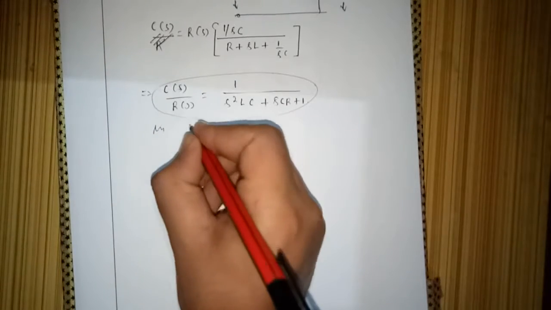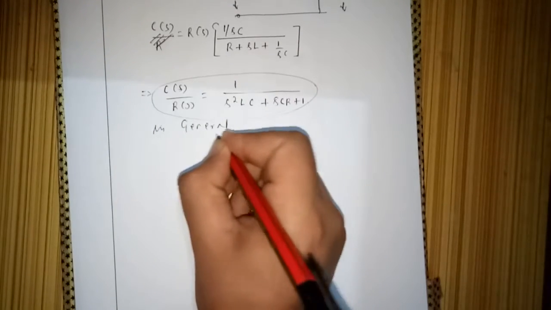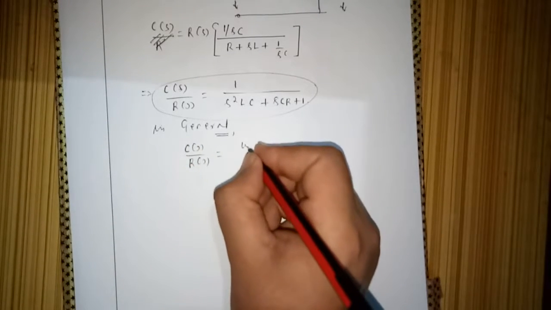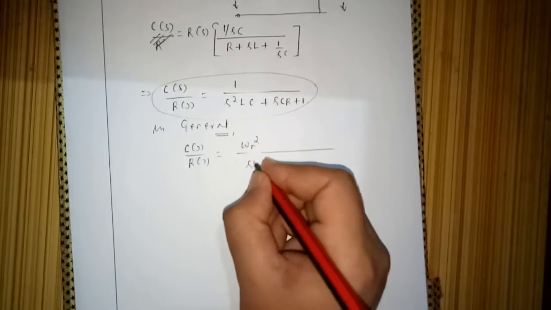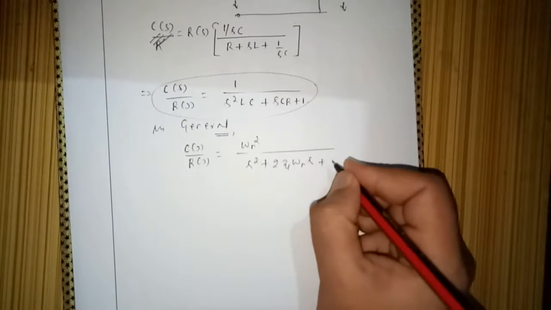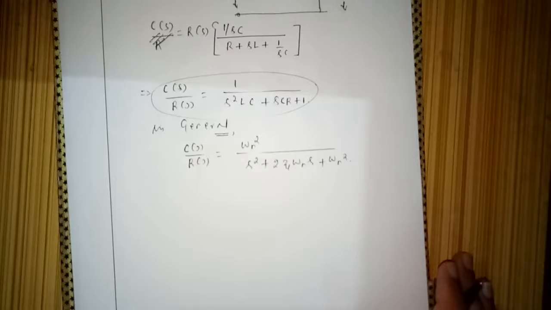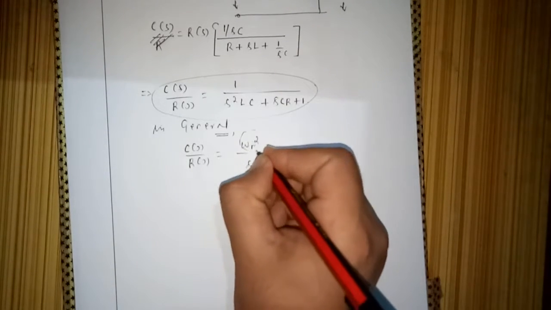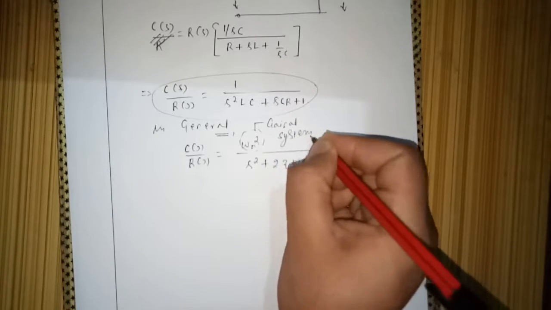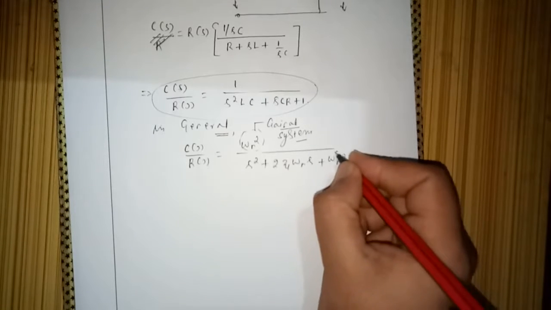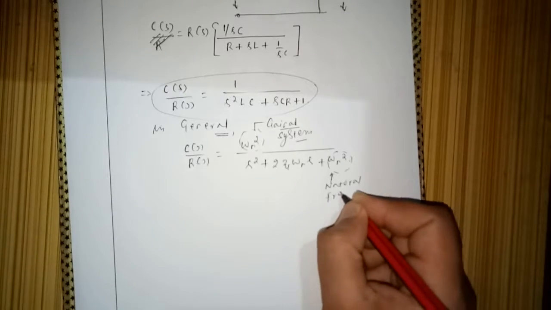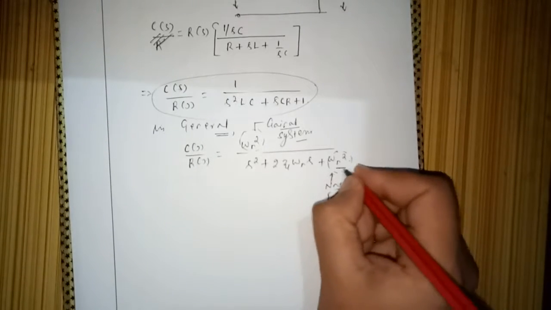And in general we represent the transfer function of second order system as C(s) by R(s) is equal to omega n square by s square plus 2 zeta omega n s plus omega n square, right? And this is known as gain of system, right? And this is known as natural frequency. Don't get confused between these terms and these terms.